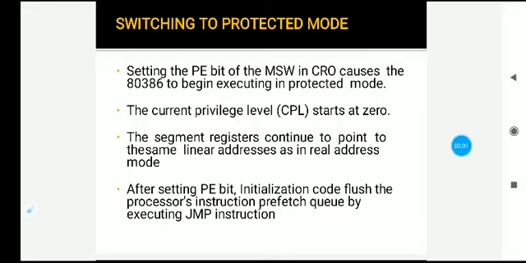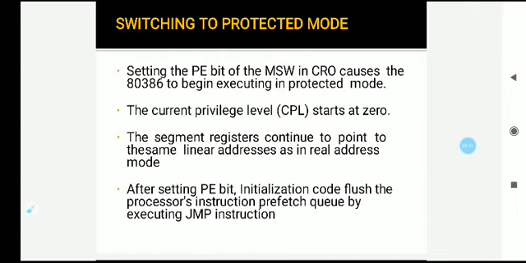Now the next point is switching to protected mode. How to switch from real mode to protected mode? By setting the P bit of MSW in CR0, the 80386 begins execution in protected mode. So what is MSW? MSW is the machine status word, present in the lower 16 bits of the CR0 register.